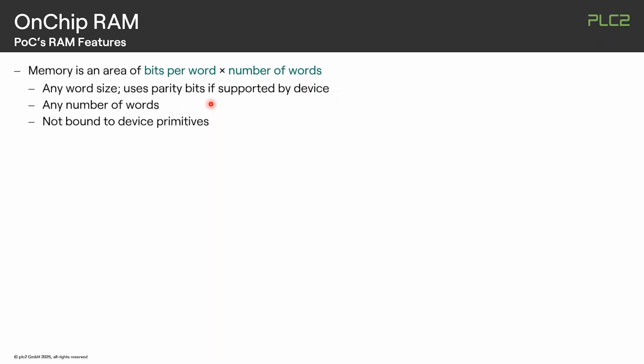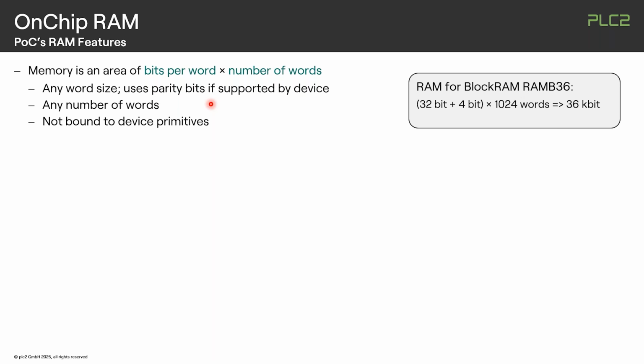We can have any number of words. Usually it's rounding up to a power of 2 number because this is what the underlying structure is providing. And we are not bound to any device primitives. So compared to using directly a RAM B36, which is exactly 36 kilobits, we describe just a size, and then synthesis will figure out what is needed, or combining multiple primitives together.